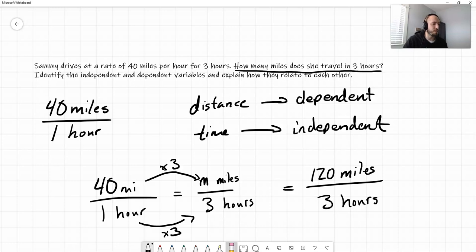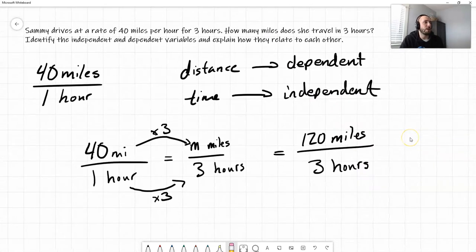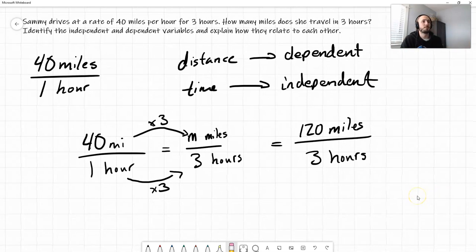Okay, so now we've got this last part that says explain how the variables relate to each other. And I think a lot of you guys maybe overthought this one a little bit. Here, the unit rate that we're given, this 40 miles per hour, describes that relationship to us. It tells us exactly what that relationship is. It says that for every hour that we drive, we'll travel 40 miles. And that's really all that we need to say to define that relationship between those two variables. And we can say that in a sentence, or we could write an equation to express that as well.